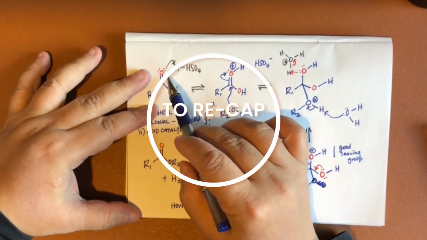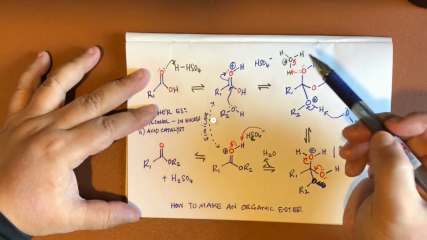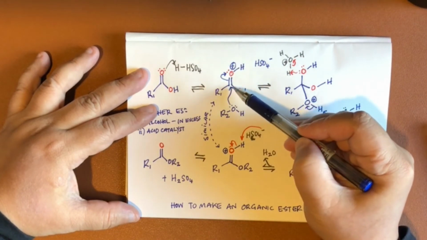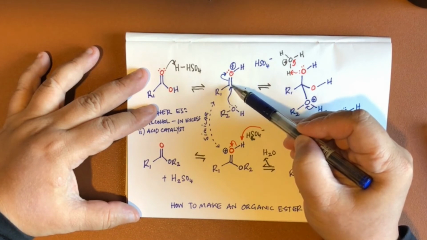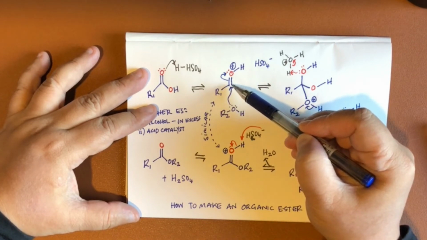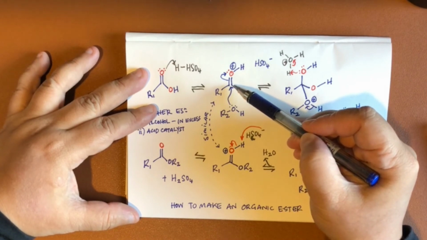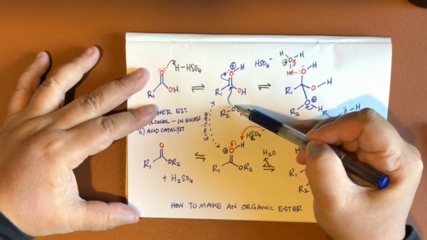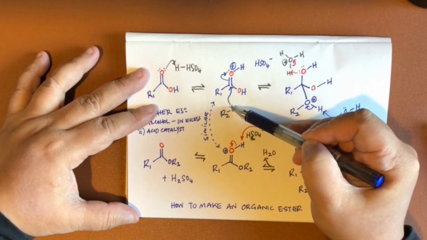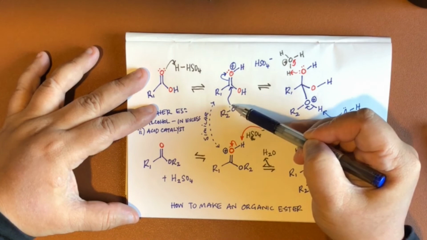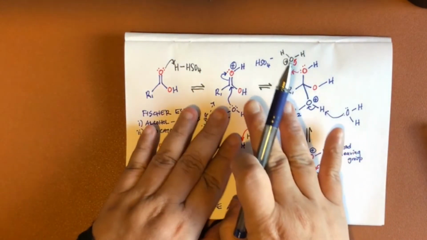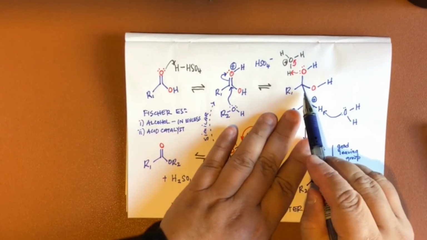When the carbonyl picks up the proton here, it gets activated. This part of the molecule, especially the carbonyl carbon, is now more electrophilic. Therefore it is activated and allows an attack from a nucleophile. In this case, the nucleophile is the alcohol having the two lone pairs, which can attack, and that opens up the structure.